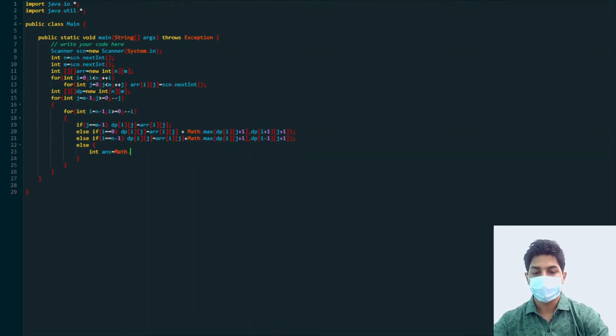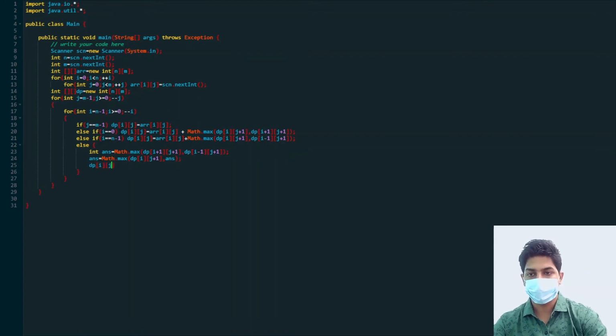So take the maximum of the upward direction and downward direction. Now let's take the maximum of these with the horizontal direction, that is dp of i, j plus 1, and answer. Finally, our dp of i comma j will be answer plus array of i comma j.